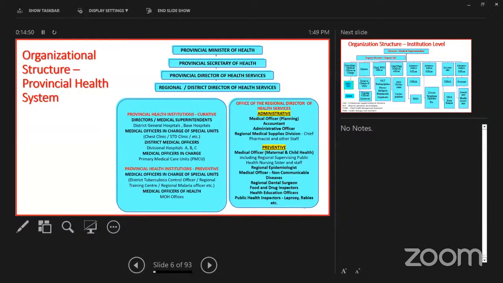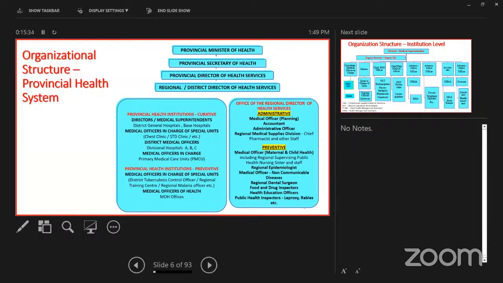Then many of the base hospitals are under the provincial health system. The medical superintendents of those hospitals are there. There are specialized units, corresponding to the central level, within the provincial health system. Those are called chest clinic, STD clinic, those things. There are medical officers in charge of those special units. Then almost all the divisional hospitals are under the provincial health system. The medical officers of those divisional hospitals are under the provincial council.